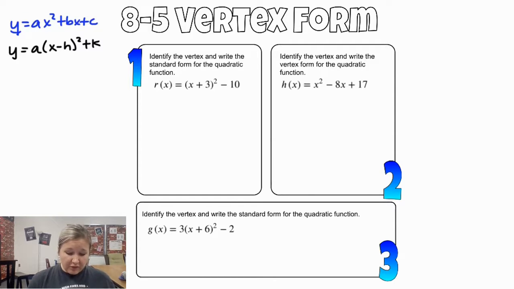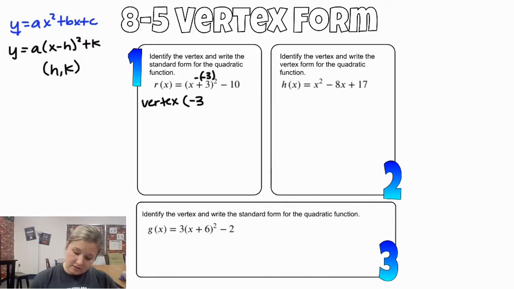So the vertex here: if I were to write plus 3, notice it's not minus 3, but if I wrote minus negative 3, that would be the same thing as plus 3. Therefore, my vertex is going to be at negative 3, so h comes first. The vertex is h comma k, and then negative 10. I'm going to keep the sign with the k, since it's negative there. So my vertex is at negative 3, negative 10.